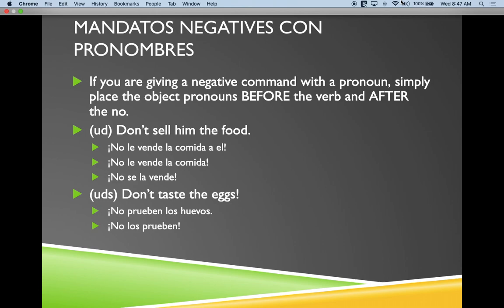Don't taste the eggs. Son horribles. Okay, here's an ustedes command. Probar, AR verb. No prueben. Don't taste them. Los huevos. No los prueben. Don't taste them.